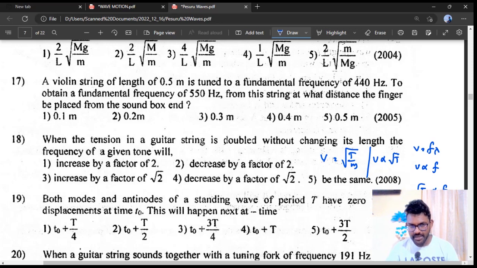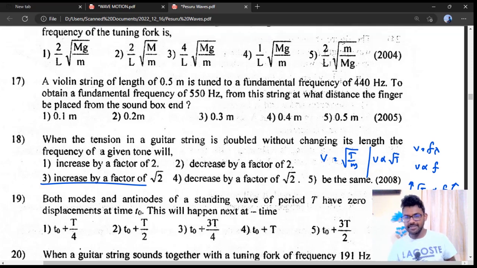So the tension of the guitar string will be doubled. If I write F dash, that will be for 2T, right? So by what factor will the new frequency change? Is it by the root? Is it by the 2? It should increase because there's a direct proportionality. When the tension increases, the frequency should increase, by a factor of root 2. So the answer has to be 3, increase by a factor of root 2. Got it? So that is how we can find it out.